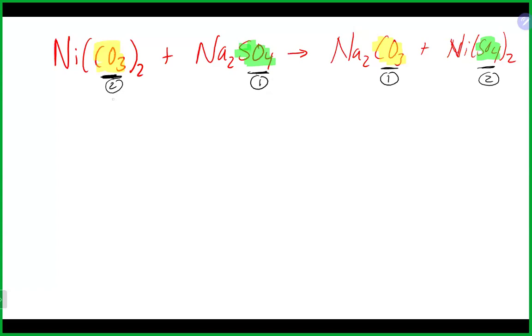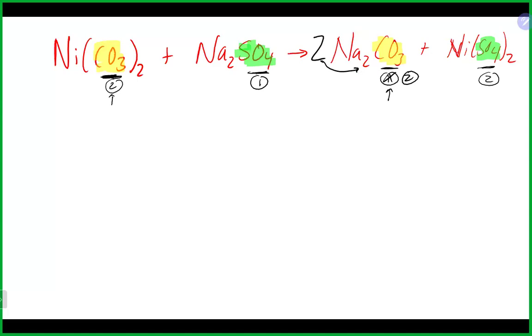So I'm going to focus on my carbonates on both sides. When I look on the left-hand side, I have 2 carbonates. On the right-hand side, I only have 1. So to fix the carbonate on the right, all I have to do is put a 2 in front of it. That now gives me 2 carbonates. But when I put the 2 in front of the carbonate, there's also another element there, and that is sodium, right? By putting the 2 in front, I now have how many sodiums? I now have 4 sodiums.